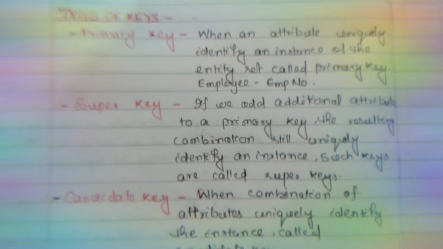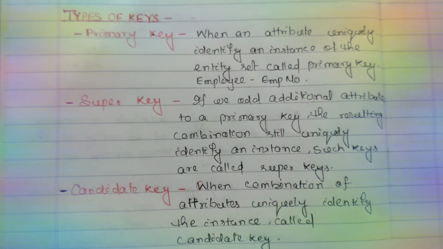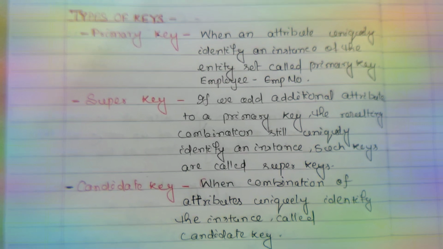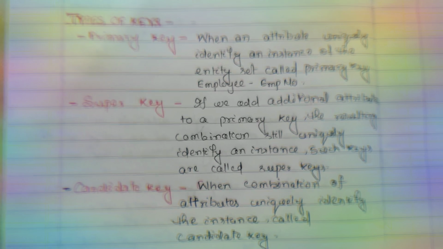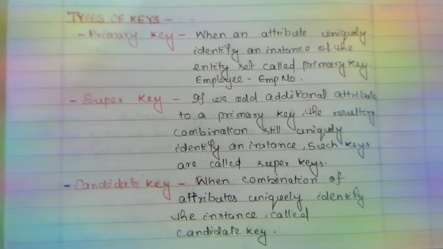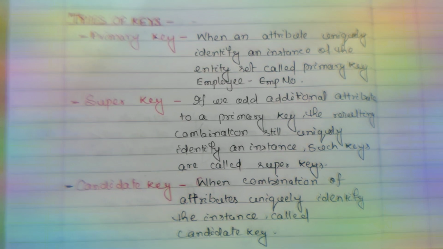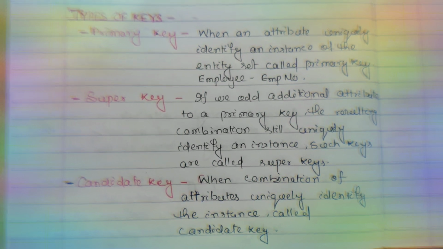So now I'm going to tell about types of keys. Okay, so what are the keys? What is a key? A key is an attribute of any entity set which uniquely identifies any instance of the entity set. Okay, so now there may be many types of keys in a database.